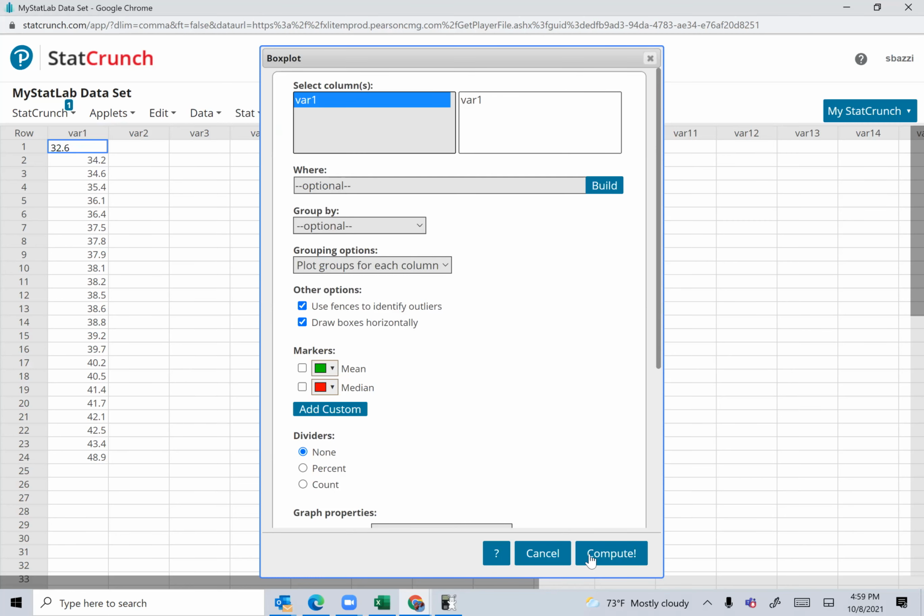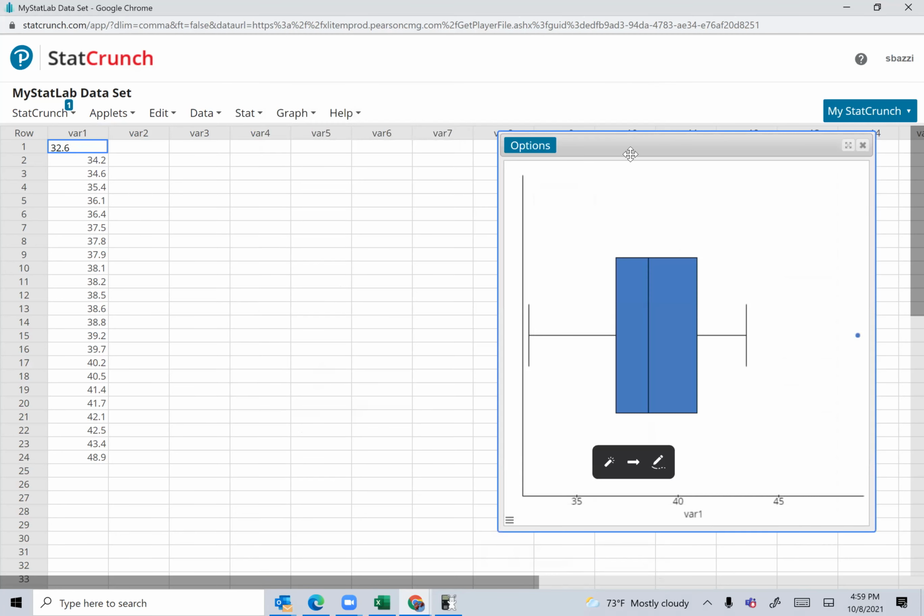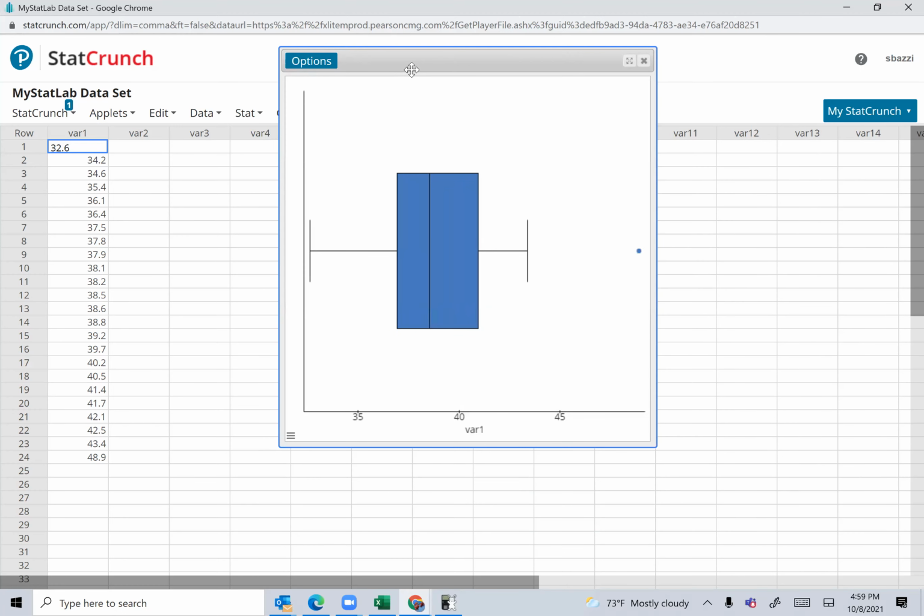So now you learned how to use StatCrunch. And here you go. It looks kind of skewed toward the left, guys, as you can see right here. And these are the values. Look.